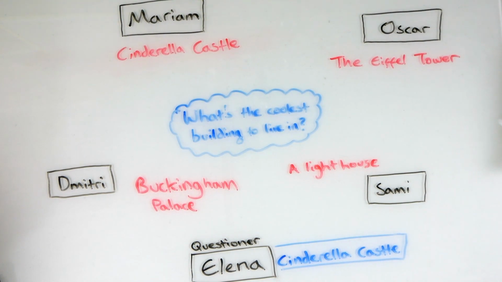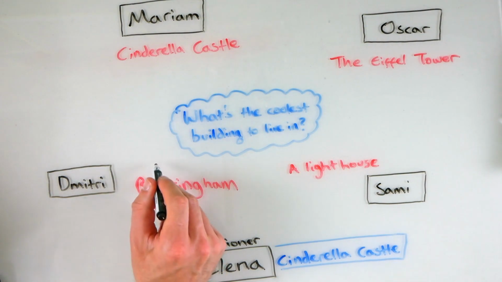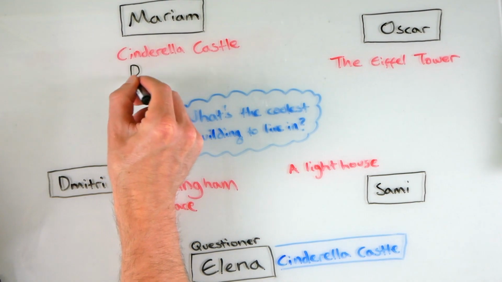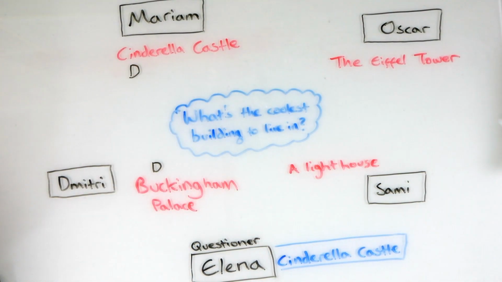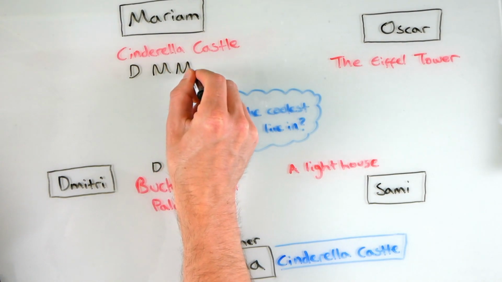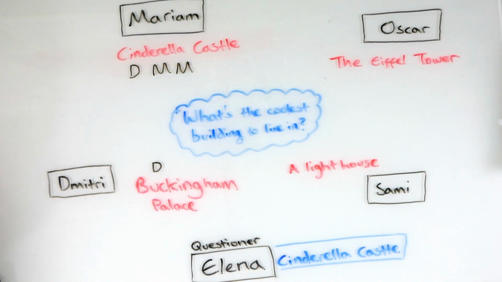And if you don't have tokens, students can just write their name or initial on the whiteboard they vote for. They should vote for answers they think Elena will choose. They can put both their votes on one answer, or split them between 2. Here, Dimitri has put 1 vote on his own answer and another on Mariam's.